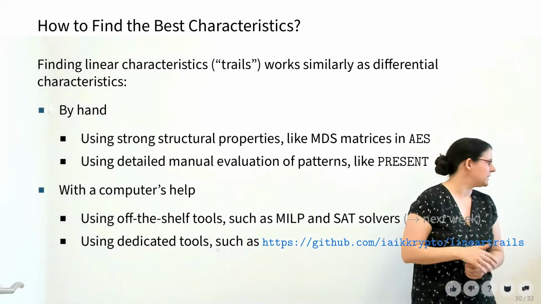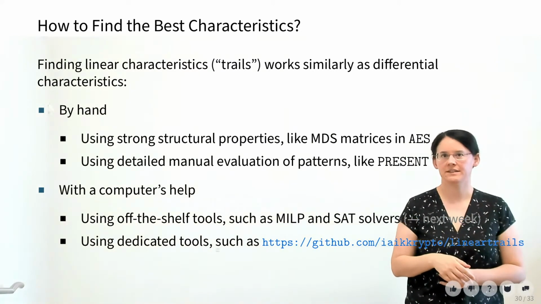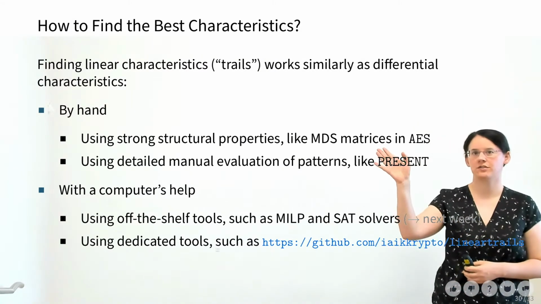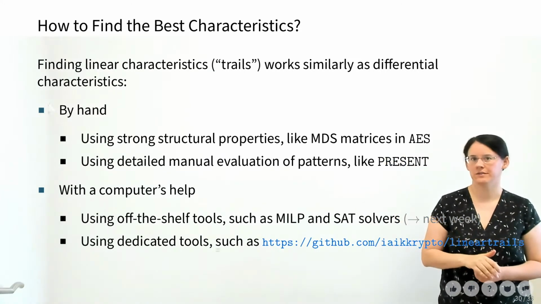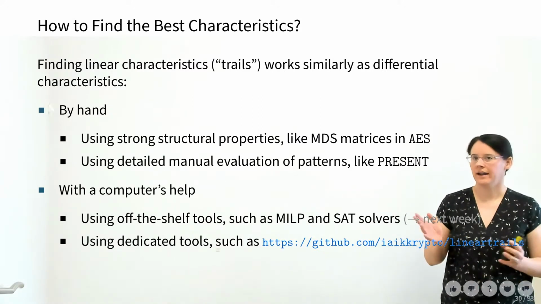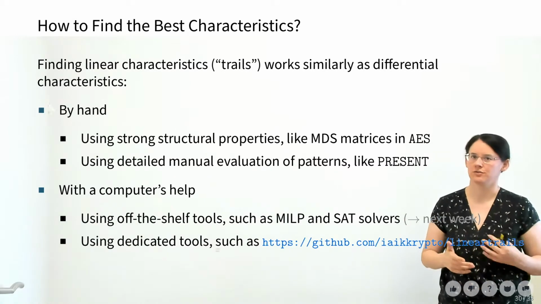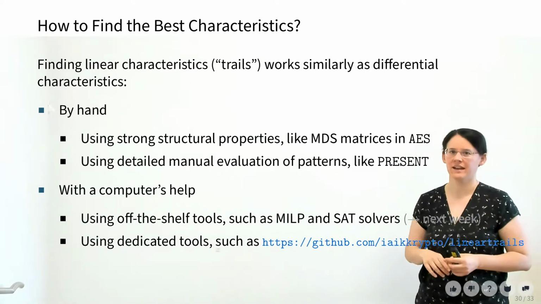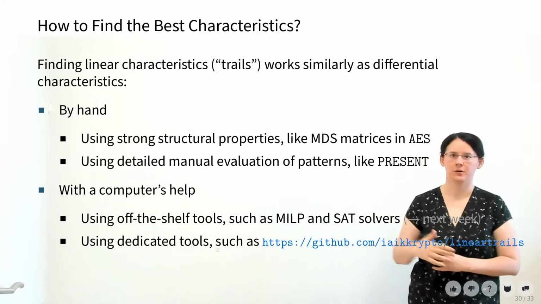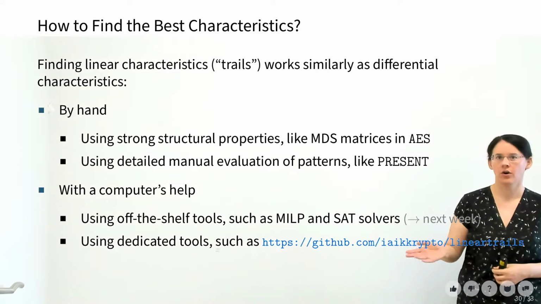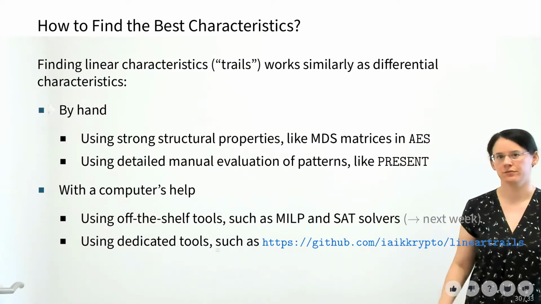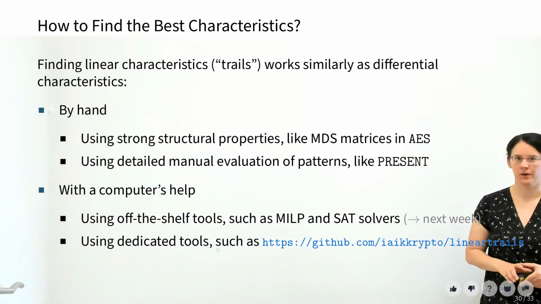Okay, so coming to the question that you already asked earlier, how do I find these characteristics? Well, either I make arguments by hand. For example, if I have strong structural properties, I can get strong bounds like in the AES based on the mixed columns behavior. That's a high-level argument. If I don't have such strong structural properties, I can try on a smaller scale, like in present, where I can manually evaluate and enumerate possible patterns and put bounds on those. Or with the computer, I can use any off-the-shelf solvers or also dedicated tools. So for example, a couple of years ago, we also built such a tool at the Institute.